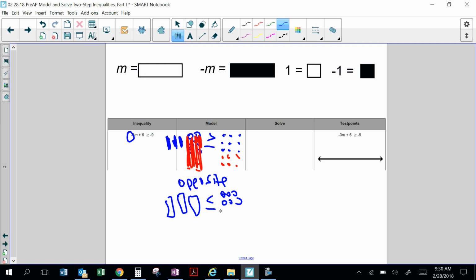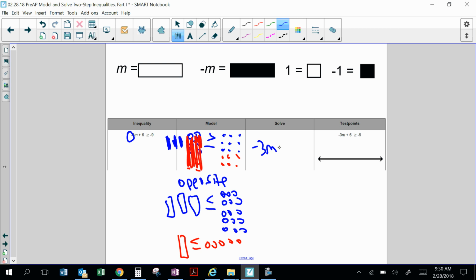Greater than or equal to becomes less than or equal to. The negative 15 becomes positive 15. So each m, there's 15 positive, and there's 3 of them. Each m less than or equal to 5. So let's solve it now.